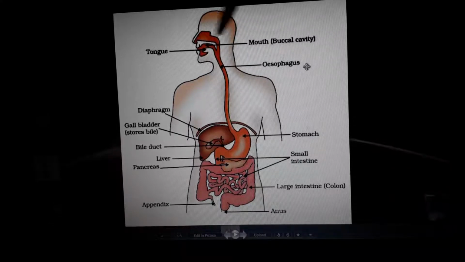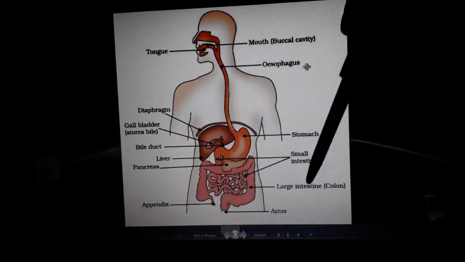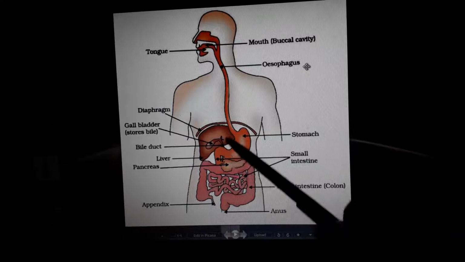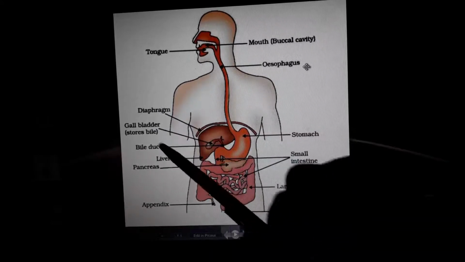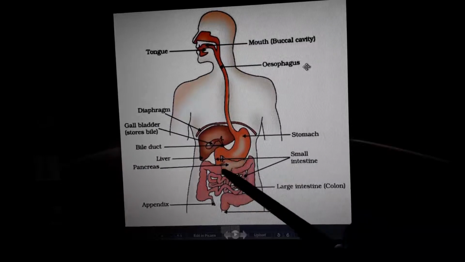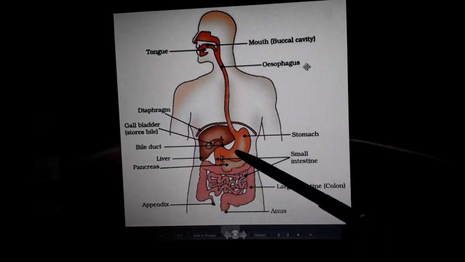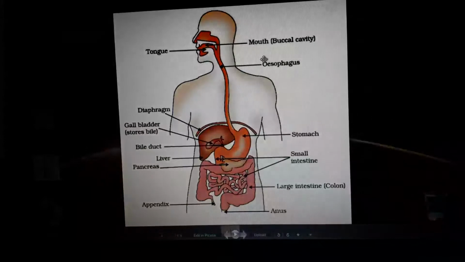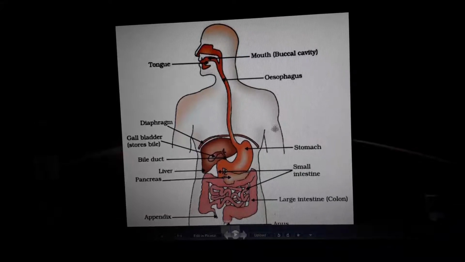Remember these names: tongue, mouth, esophagus, stomach, small intestine, large intestine, anus, appendix, pancreas, liver, bile duct. From here the bile enters the small intestine. Bile and pancreatic juice come to the small intestine, not into the stomach. In the stomach, the gastric glands are already there. Gastric glands will secrete hydrochloric acid, mucus, and also pepsin, an enzyme which digests the protein inside our body. This is the main human alimentary canal, or we can say the human digestive system.